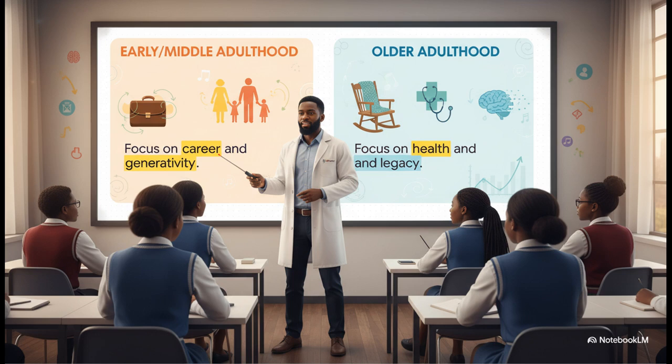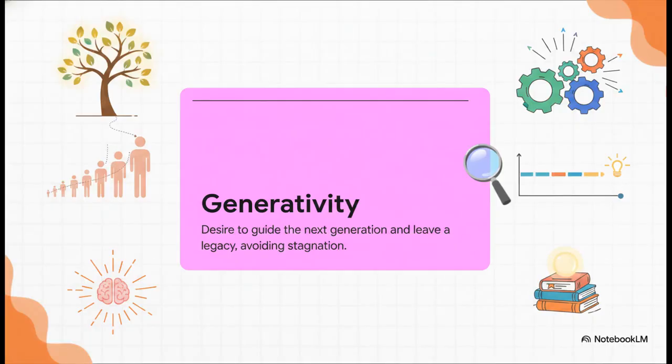We're talking conditions like dementia and decreasing bone density, which, for us, means a lot more fracture patients coming your way. I actually want to draw your attention to a very specific psychological concept for middle adulthood: generativity. This is Erikson's concept describing the desire to guide the next generation. In many of our communities, this looks like our elders stepping up to mentor the youth. They want to leave a lasting legacy rather than experiencing stagnation. Middle adulthood is fundamentally about contributing to the future, whether that's through community leadership, family, or work.